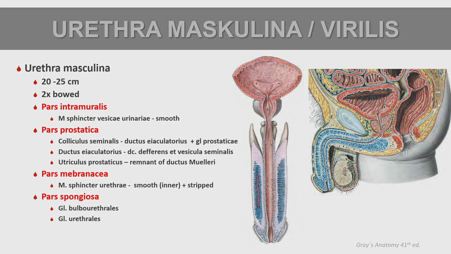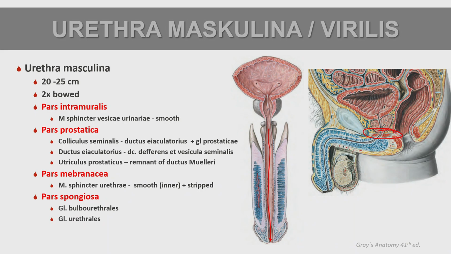In a male, the urethra is 20 to 25 centimeters long. It's twice as long, and it has 4 parts: intramural, crossing the wall of the bladder, then prostatic part, then membranous, which is in the diaphragm of the perineum, and then spongious, because it is going through the spongious body of the penis, and then there we have some entrances.